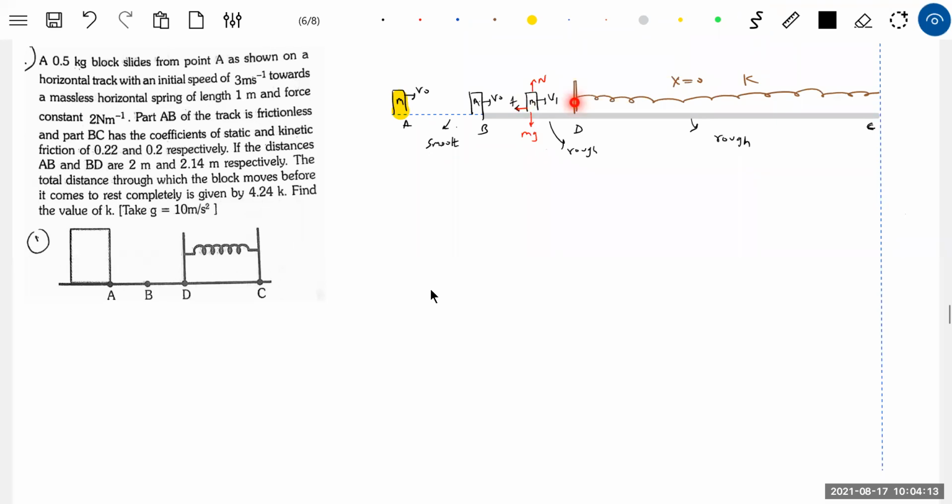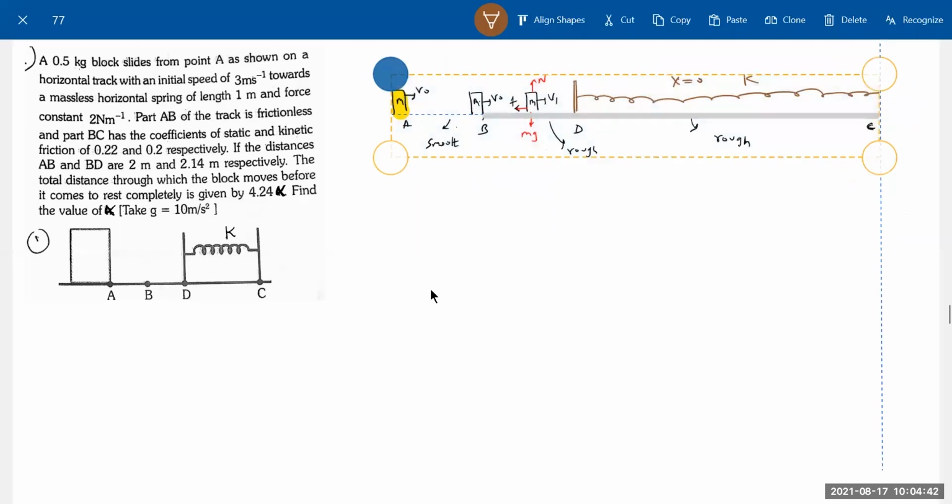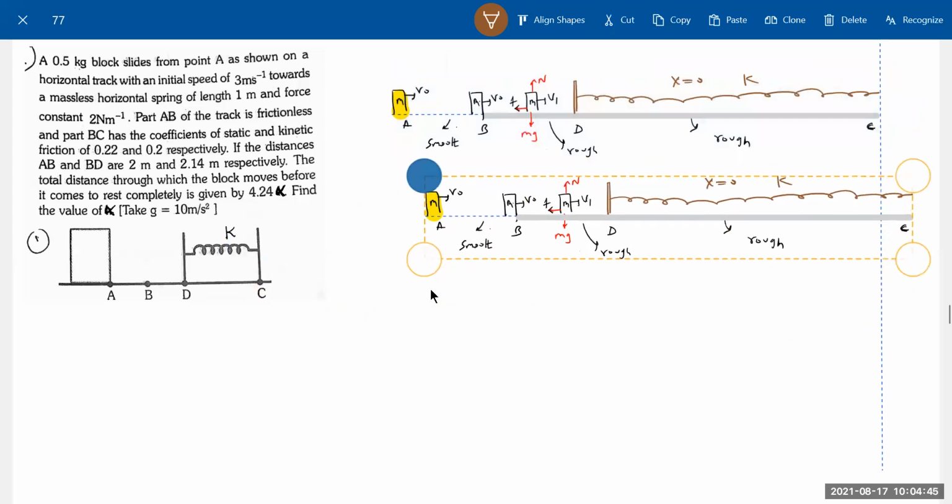It is asking the total distance through which the block moves before it comes to rest completely, which is given by the value of k, something it is asking. I think with spring constant, we will get confused. I'll write alpha. Find alpha. Okay, because k is what we use for spring constant or kinetic energy, let's make it alpha. A very good problem for all the students who are trying to learn the concept.